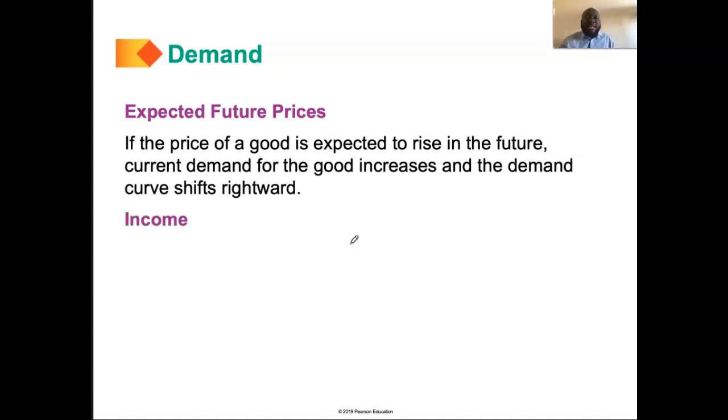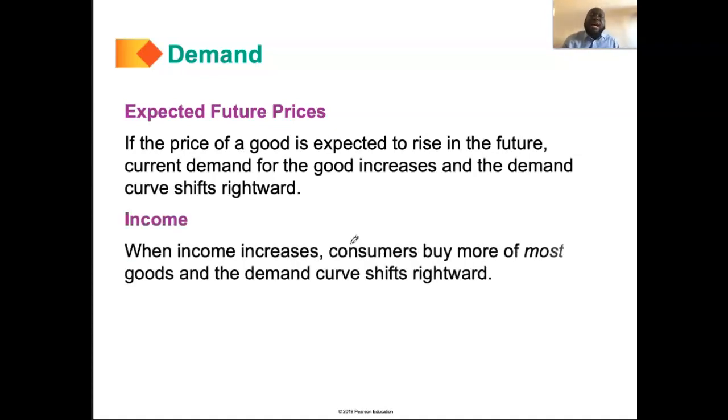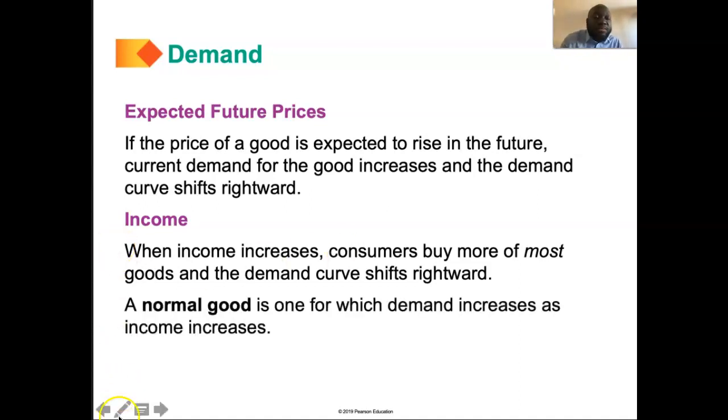And then we have income, right? For income, generally when income increases, people buy more of the good, okay? But it depends on the type of the good. If it's a normal good, okay? So a normal good is a good where demand increases as your income increases. Example is clothing, okay? The more income you have, the more clothes you decide to buy.